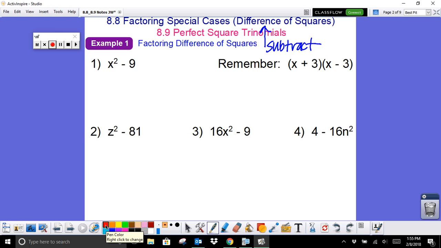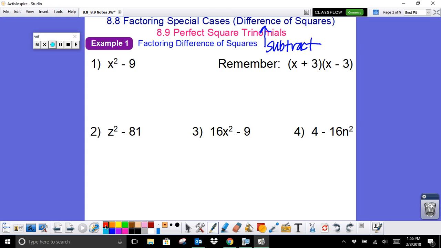So let's look at number 1. So what we're first going to do is we're going to see, is there a GCF? So no, there is no GCF. The next step is we're going to notice that this is a binomial, 2 terms. The only way that y'all know to factor 2 terms is now going to be difference of squares. So if we give you a binomial to factor on the test, it will be a difference of squares. And I'll remind y'all of that before the test when we review.